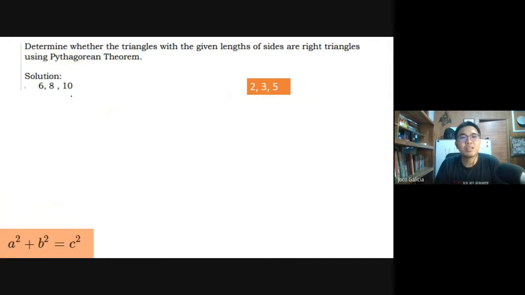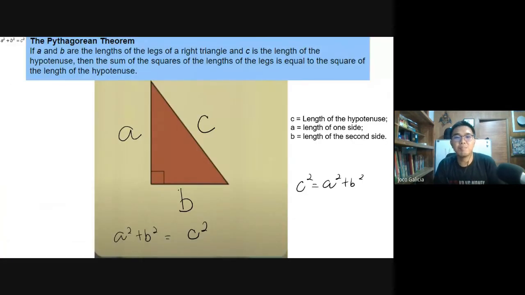6, 8, 10. Ang tanong dito is whether the triangles with given lengths of sides are right triangles using the Pythagorean Theorem. Now, ang first step talaga dito, class, is to identify or to use our common sense. Dahil sinabi nga dito sa atin na si A and B ay complementary. Either, for example, 3 yung A natin dito at yung B naman natin ay 4. Pwedeng magkabaliktad yan, dalawa na yan. Pwedeng si B yung 3 at yung A naman yung 4.